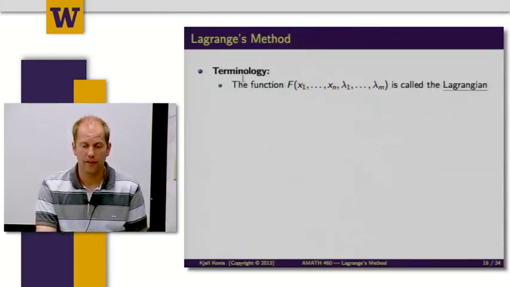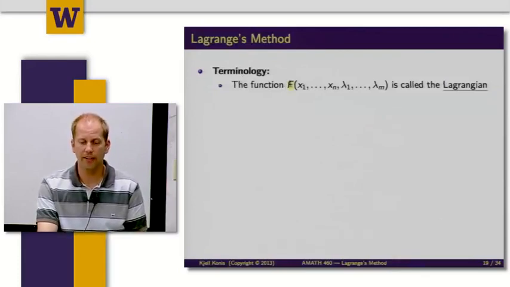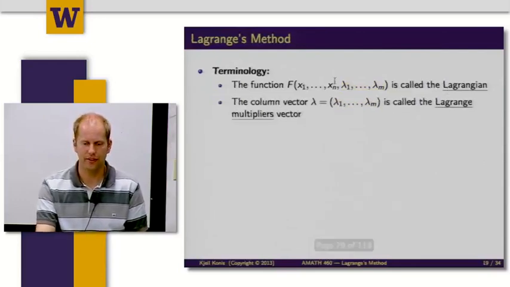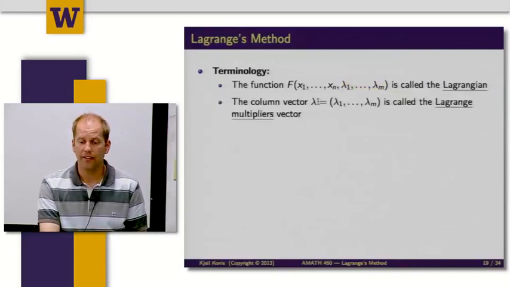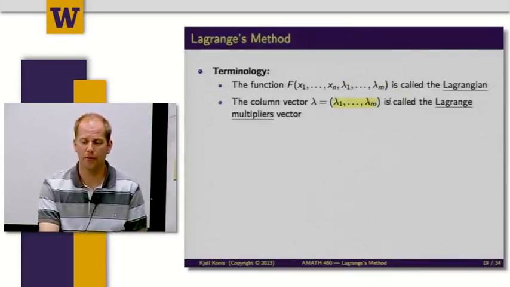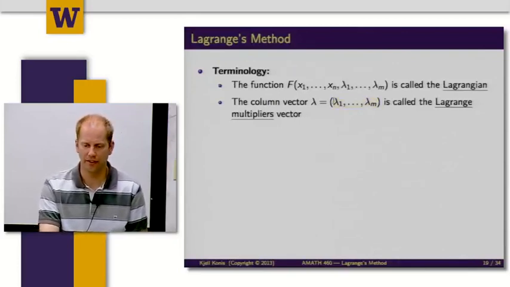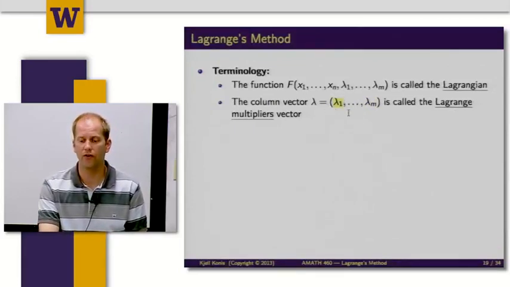So just a little terminology to get us started. This function, capital F, so it's a function of the n variables and the m lambda values, is called the Lagrangian. And the vector lambda that has lambda 1 through lambda m as its components is called the Lagrange multipliers vector. So each one of these things is called a Lagrange multiplier, and then the whole vector is called the Lagrange multipliers vector.